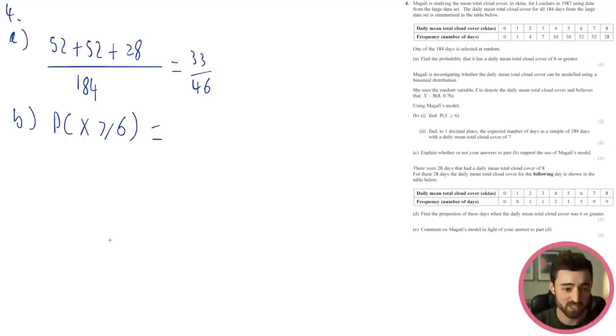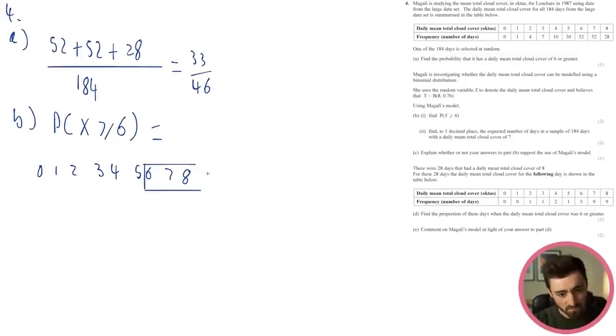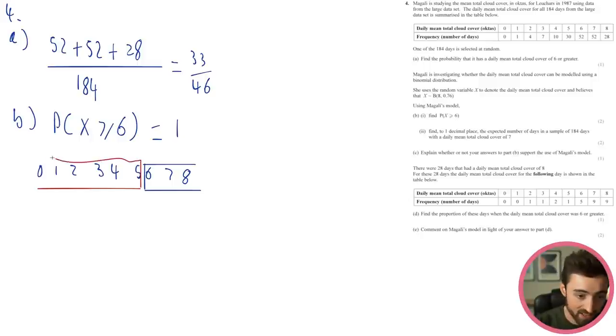Think about the different numbers this can be: 0, 1, 2, 3, 4, 5, 6, 7, 8, right? I want these ones here, don't I? I want everything here. Now, if this is everything, then the probability of all of that is going to be 1. So that means that to get this stuff here, all I would need to do is take the 1, which is everything, and then take away all of this stuff here, don't I?